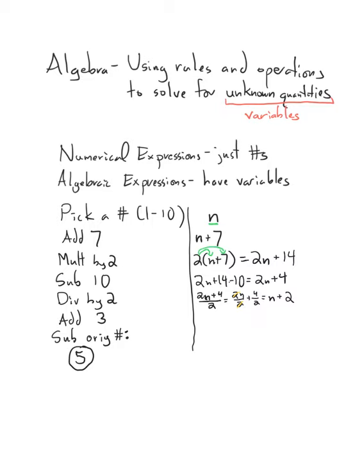All right, so now we're going to take n plus 2, and we're going to add 3 to it. That gives us n plus 5. And then finally, we take n plus 5. We subtract our original number, which was n, and we get 5. And notice that that 5 does not depend on what we picked for n.